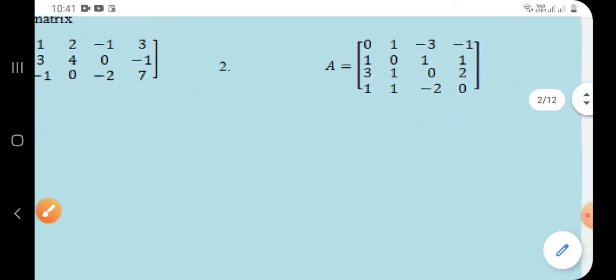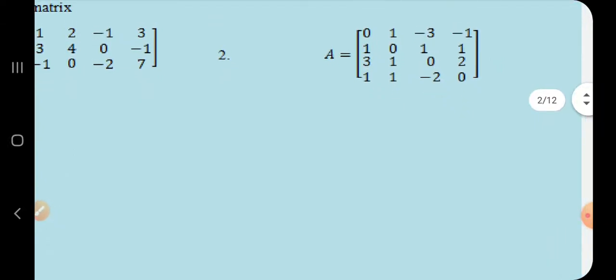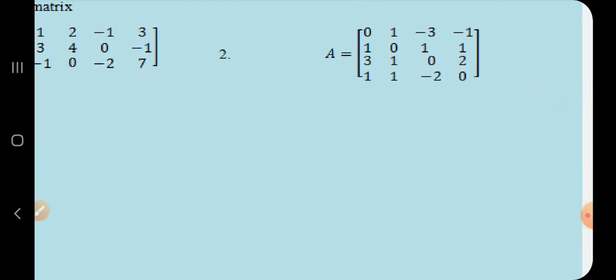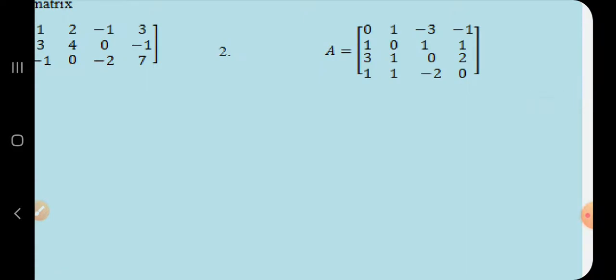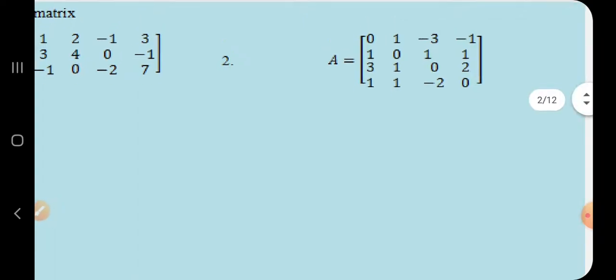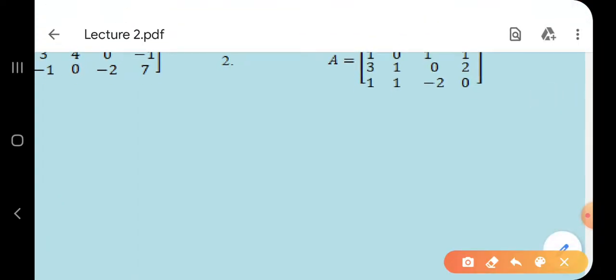Here, in the next example which I choose, A is equal to 0, 1, minus 3, minus 1, then 1, 0, 1, 1, then 3, 1, 0, 2, then 1, 1, minus 2, 0. Now if I start to solve this example, I want the leading element 1. Here it is 0. So interchange the first and second row.